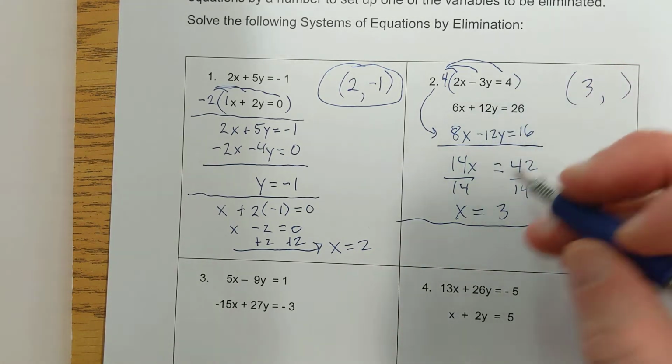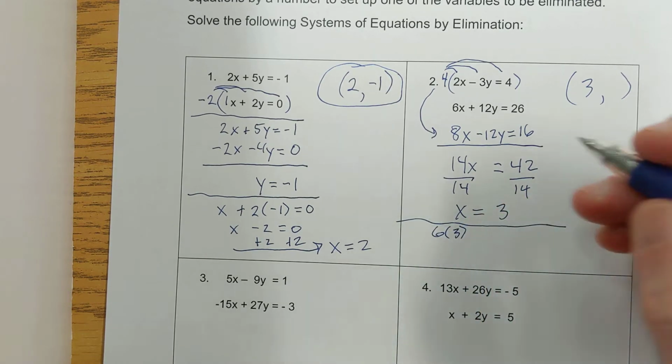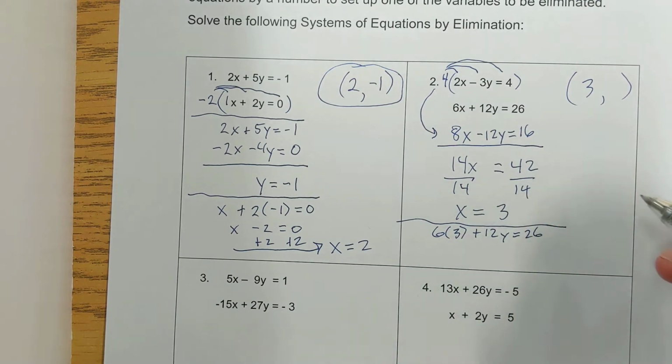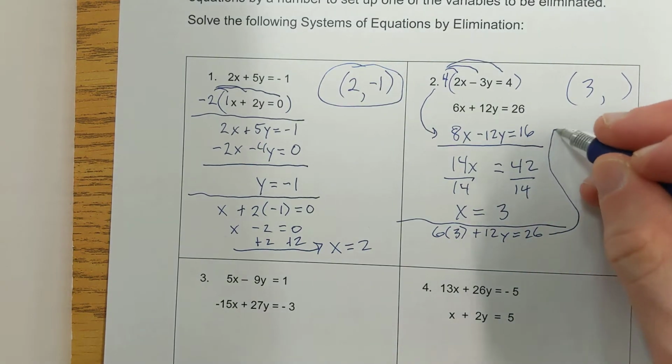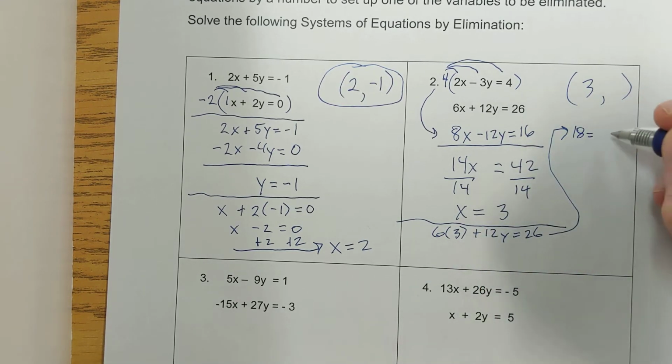I'm just going to take this one this time. So 6 times the 3, we got plus 12y is equal to 26. I'm running out of space there, so I'm going to move it up over here. 6 times 3, we get 18, plus 12y is equal to the 26.